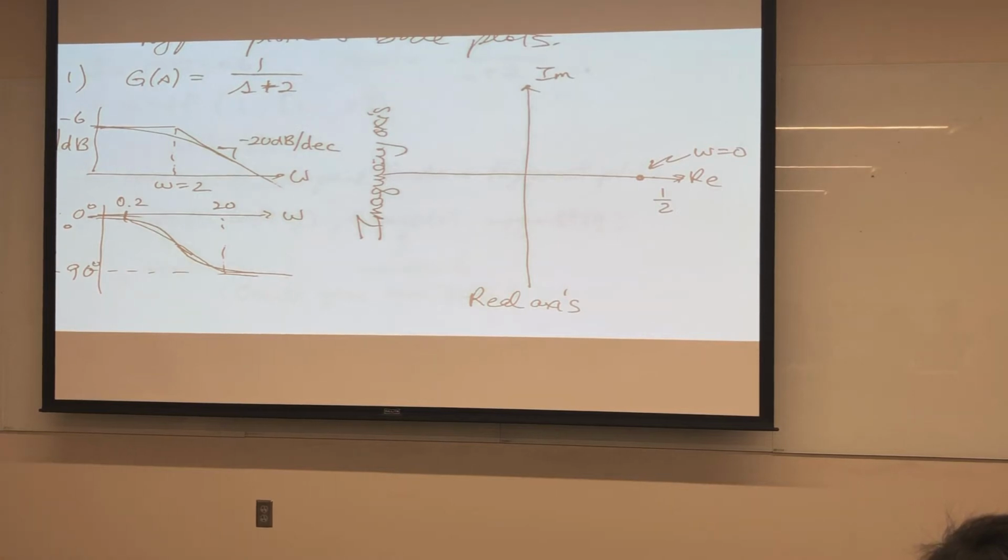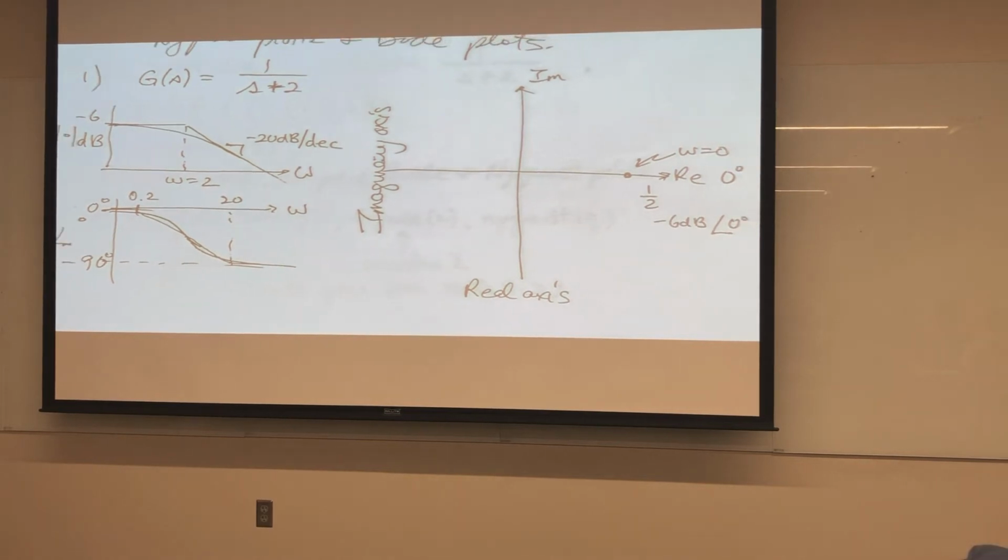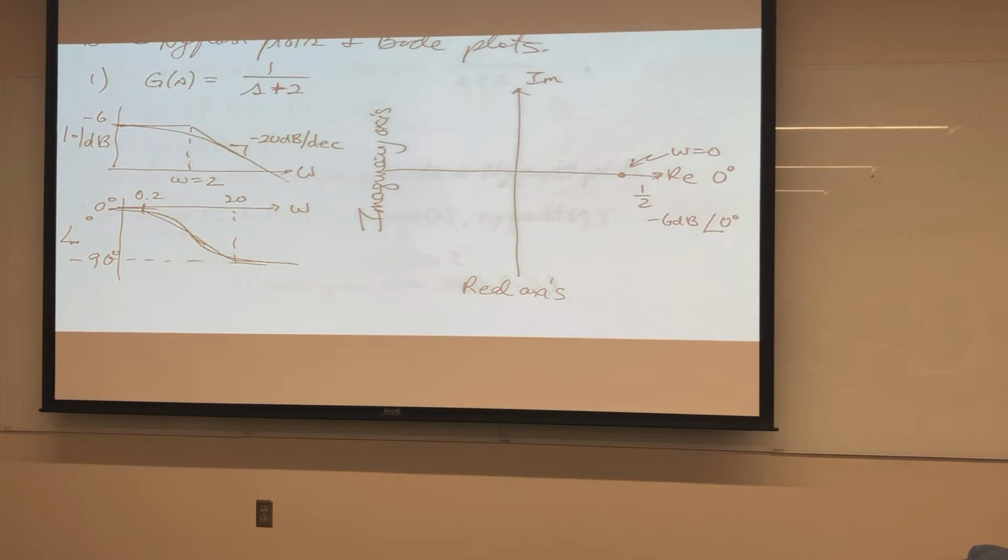Let's take a look and see what that looks like over here on the Bode plot. It's minus 6 dB and a phase of 0 degrees. So what that tells me is that this direction over here is the same thing as 0 degrees. This direction out here on the arrow is the same thing as 0 degrees.